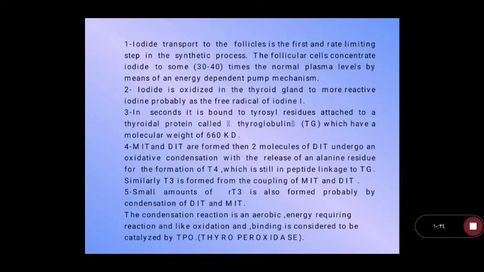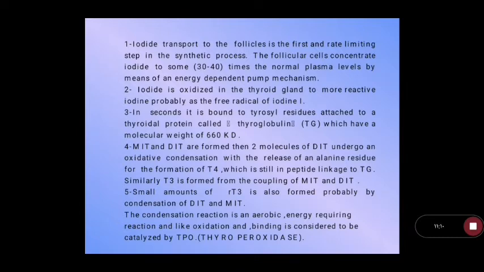The iodide that we took from the plasma is oxidized in the thyroid gland to a more reactive iodine, or probably the free radical of iodine, like I. Second, within seconds it binds to the tyrosine residue attached to the thyroid protein called thyroglobulin, which has a molecular weight of 660 kilodaltons. So after the iodide becomes iodine and binds to the thyroglobulin, through its binding to tyrosine, this complex forms, and then mono and di iodotyrosine are formed.